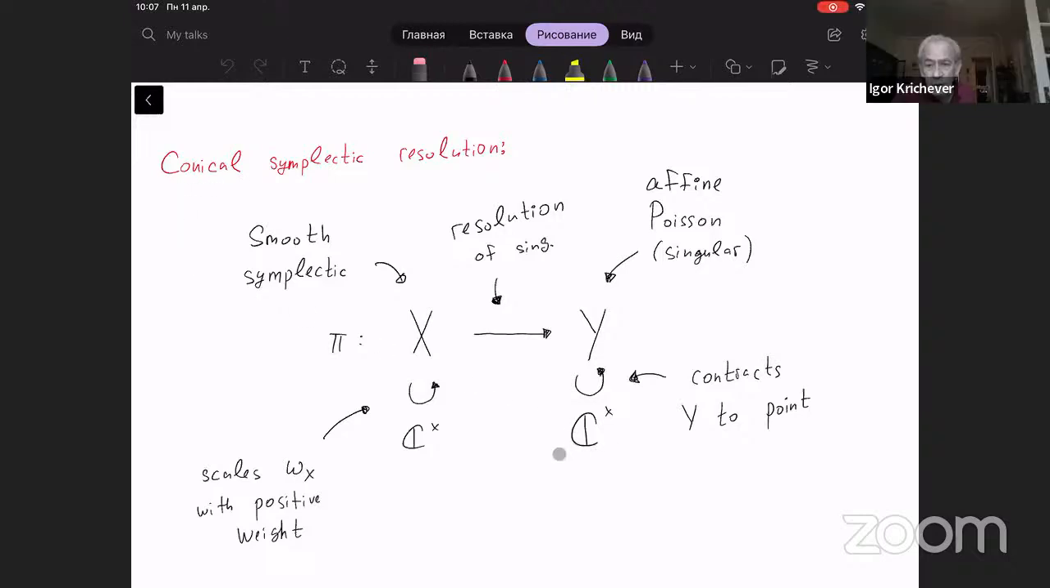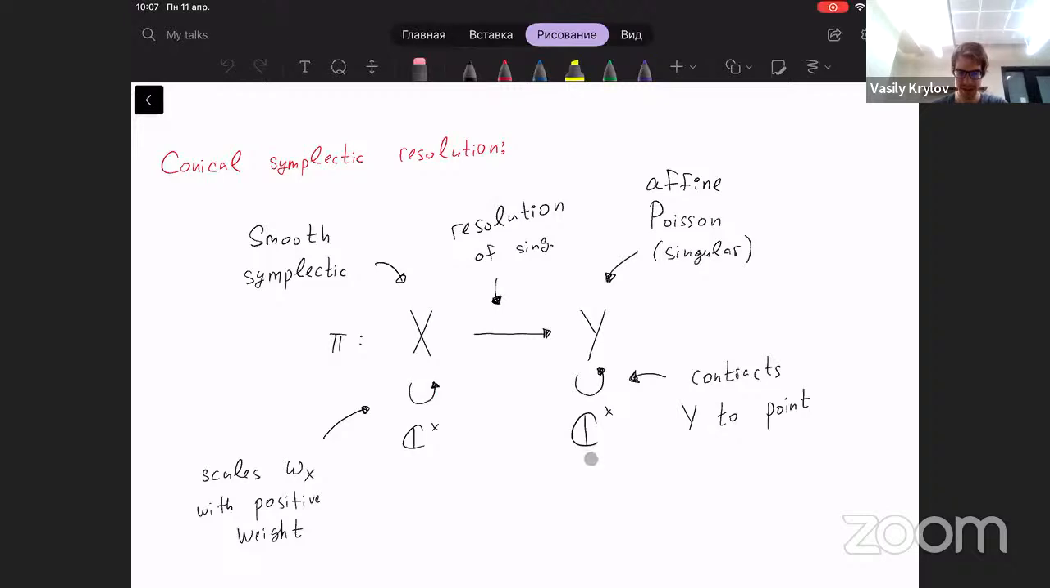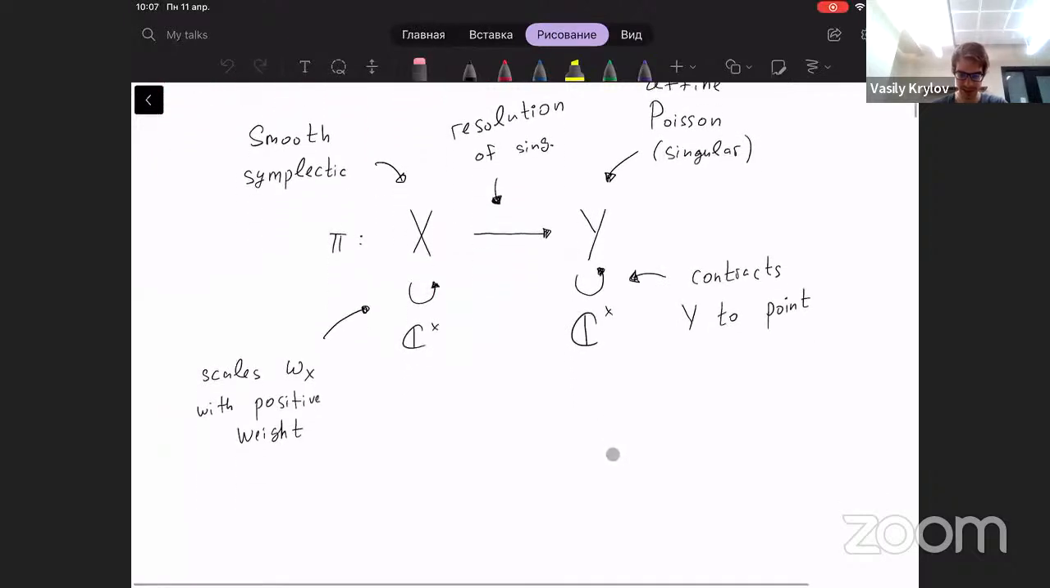Just a second, contracts all Y? Yes, contracts all Y, so not just the singular point of Y. Yes, so this point to which it contracts Y will be a singular point of Y. We will see an example. Let's discuss an example.